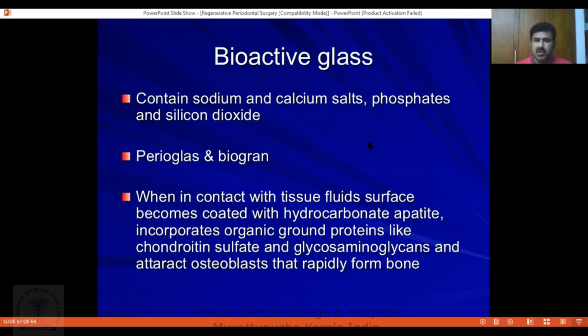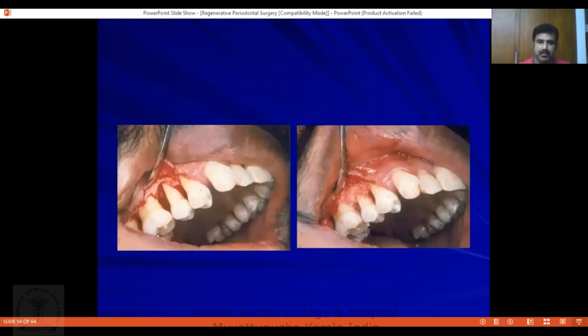So what they say is, it immediately gets attached to the root surface when you place this type of ground graft. And so when you use a bioactive glass, probably you don't need a GTR membrane. That is what the manufacturers of this type of bone graft claim. Now, these are the steps in which you can place a bone graft.